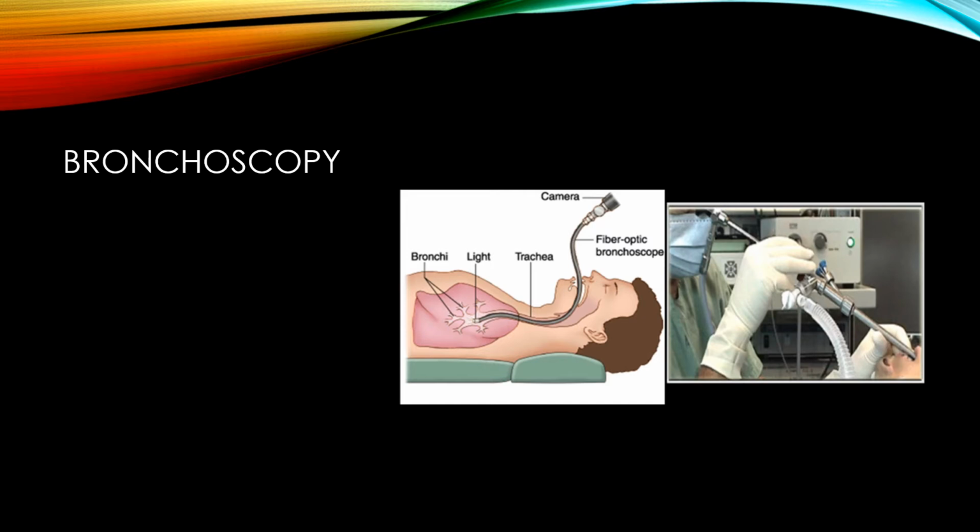Typically, the rigid bronchoscope is going to require a general anesthetic. The flexible bronchoscope, on the other hand, can be done under sedation or deep sedation. Sometimes it's under a general anesthetic, but it can be done under sedation as well. And again, you'll have to coordinate that with your proceduralist that's performing.